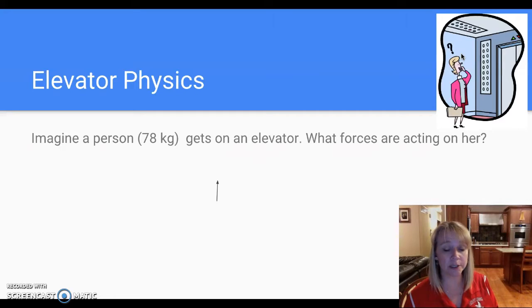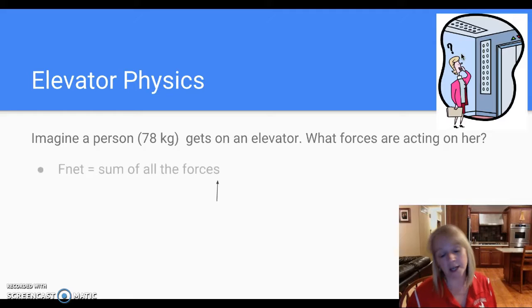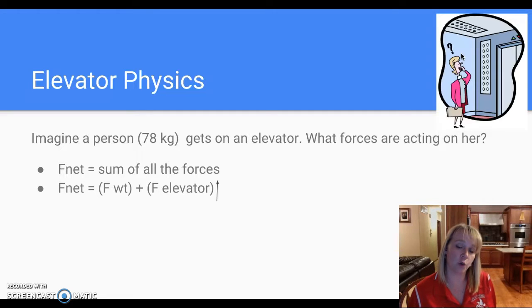Imagine a person gets on the elevator and their mass is 78 kilograms. You want to know what forces are acting on her. All of the forces together, remember, is called the sum of the net forces. Gravity is pulling you down and gives you your weight, so that has to be acting on you. But the elevator is also pushing back up on you.